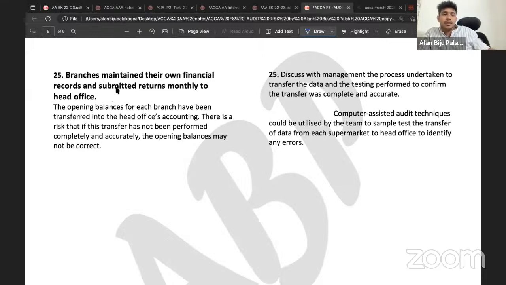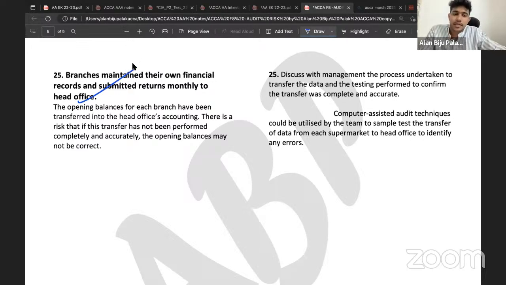So the branches are maintaining their own financial records, and at the month end, they will be transferring the data to the head office. Again, the same risk. If they haven't taken adequate controls while transferring data from the branches to the head office, there can be chances of having omission or duplication of data, leading to material mistakes in the company's financial statements. There also, you should consider using the same response.